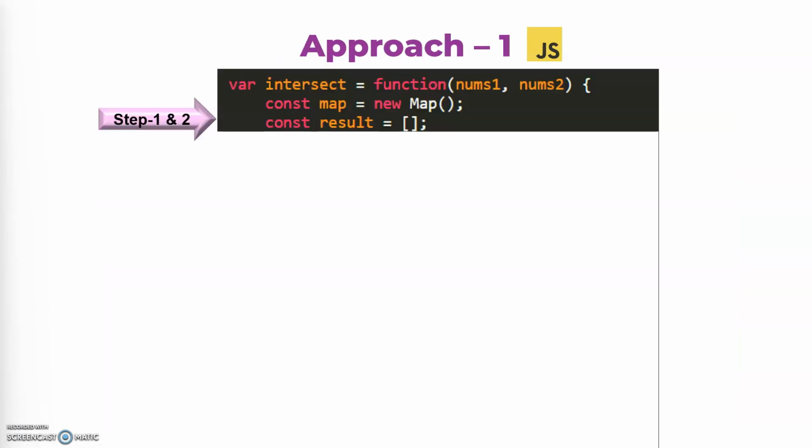Let's have a look at the code. This is step 1 and 2. We have initialized the map. We have also initialized the result.